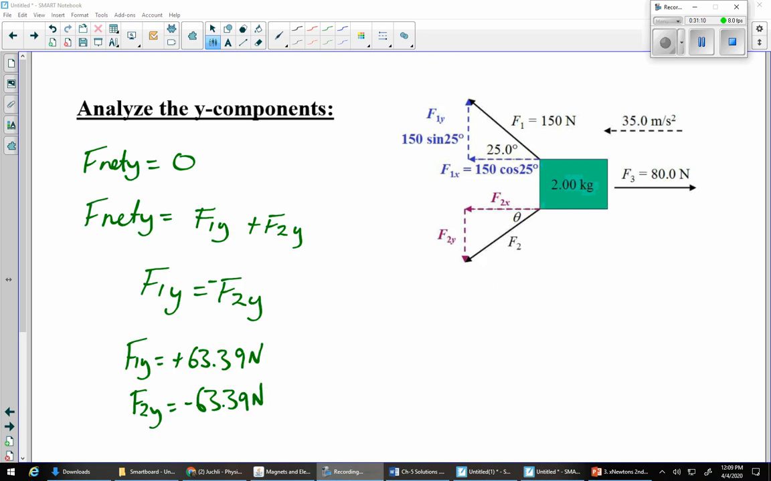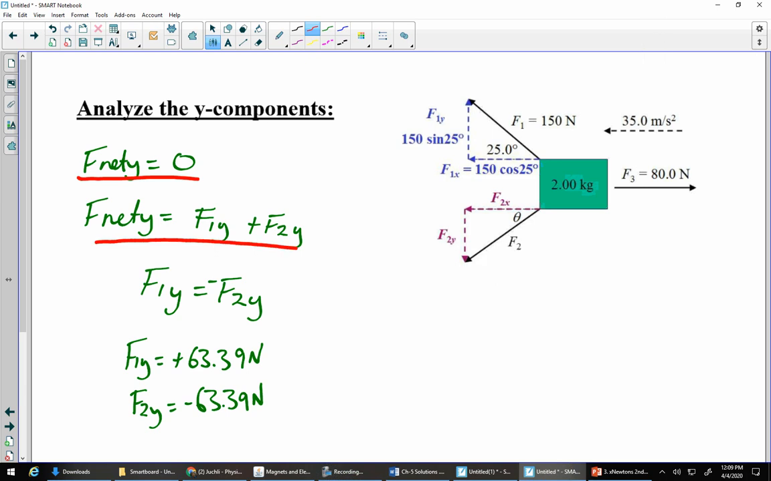So essentially what we've done is, like we said in the last slide, Fnet in the y component is equal to 0, and Fnet in the y component is equal to F1y plus F2y. So what that really means is F1y must be the exact same magnitude as F2y because they have to cancel each other out perfectly, in the opposite direction. You can see that on the diagram. So if F1y worked out to 150 times sine of 25, which is 63.39 in the positive direction, or up, F2y must be 63.39 downwards.